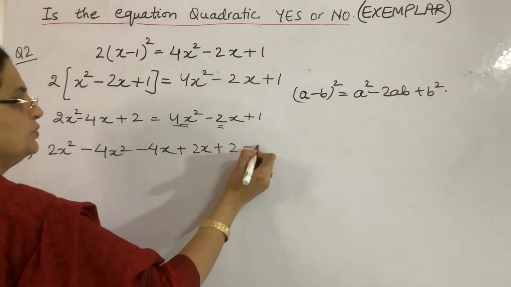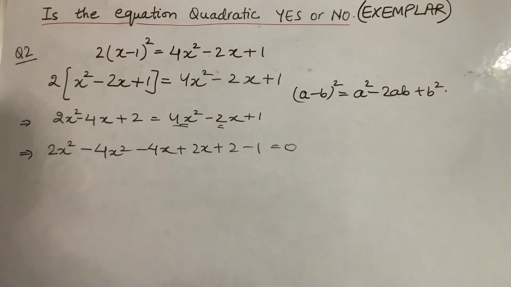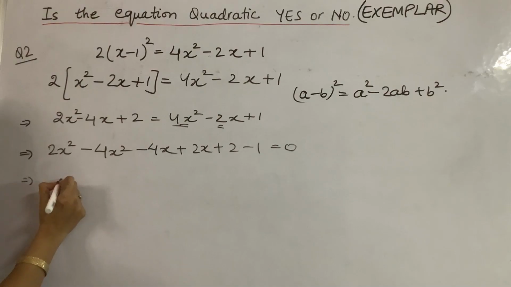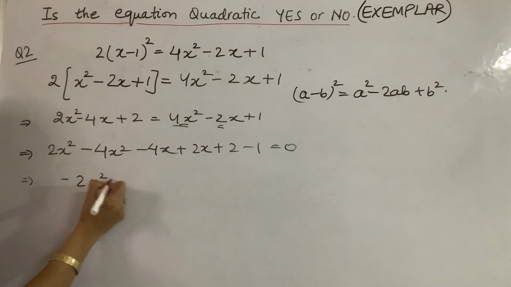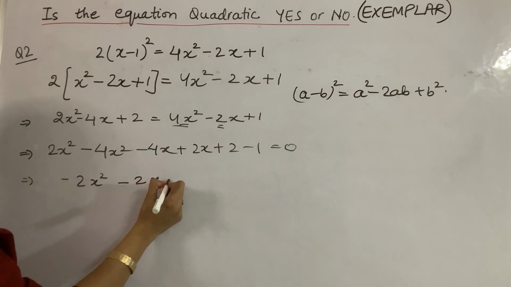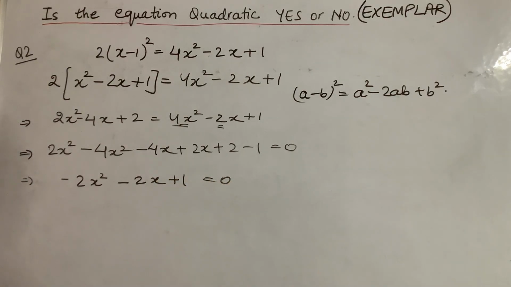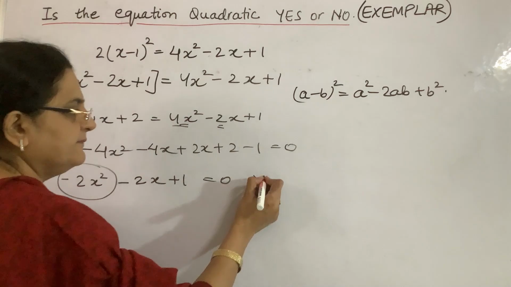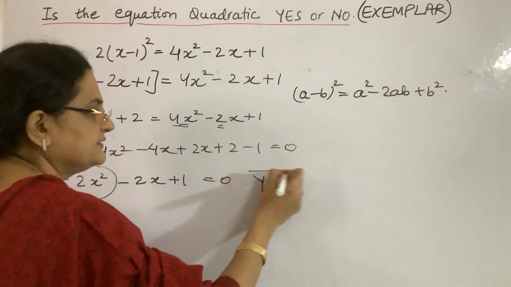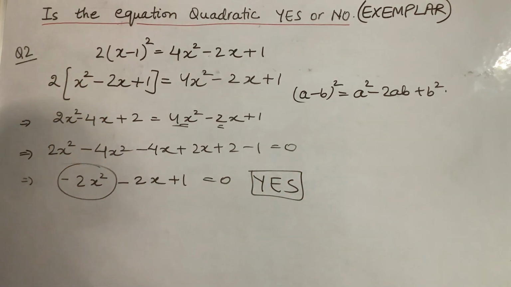2x plus 2 minus 1 is equal to 0. Simplify. You get minus 2x square minus 2x plus 1 is equal to 0. So you can see you have an x square term over here. It has not cancelled out. So you will say yes, this equation is a quadratic equation.